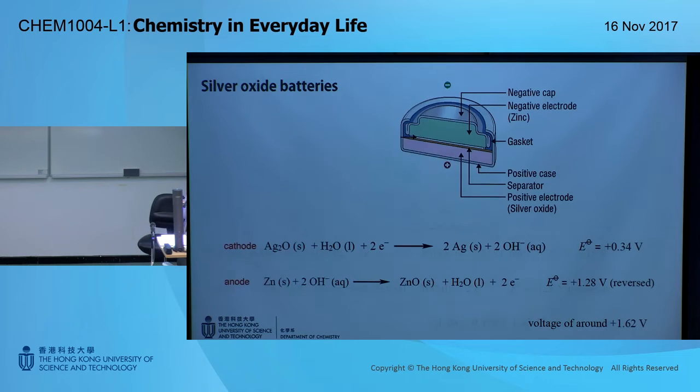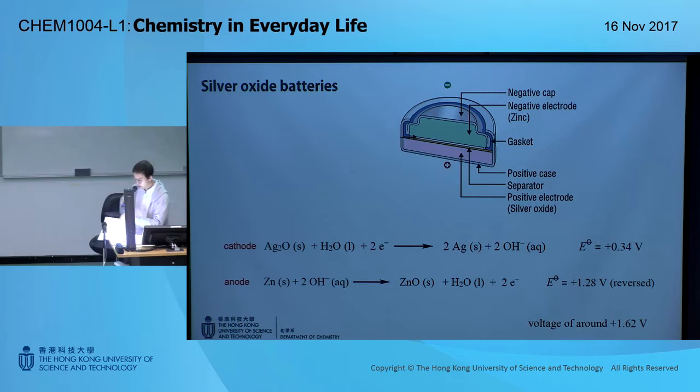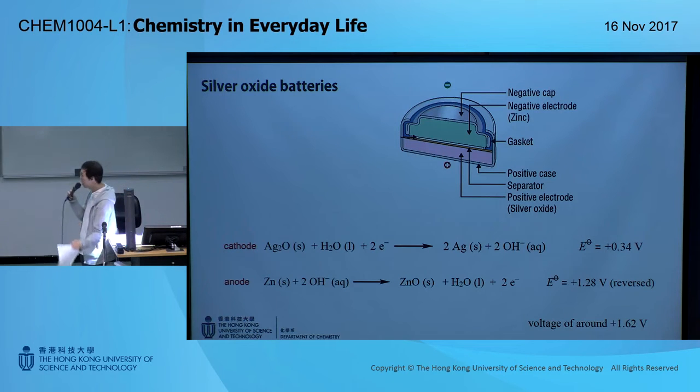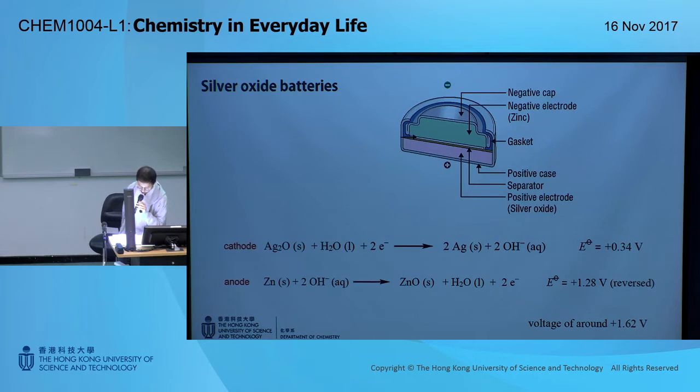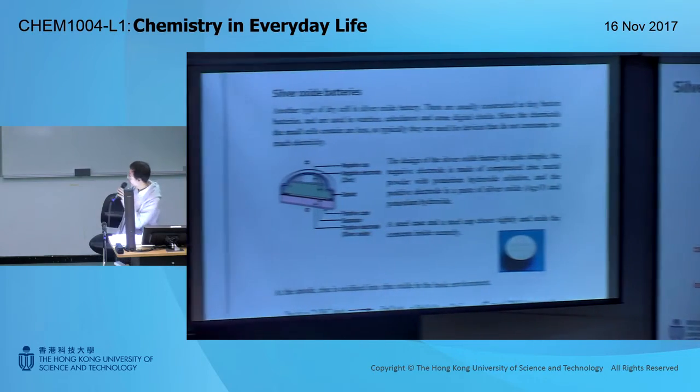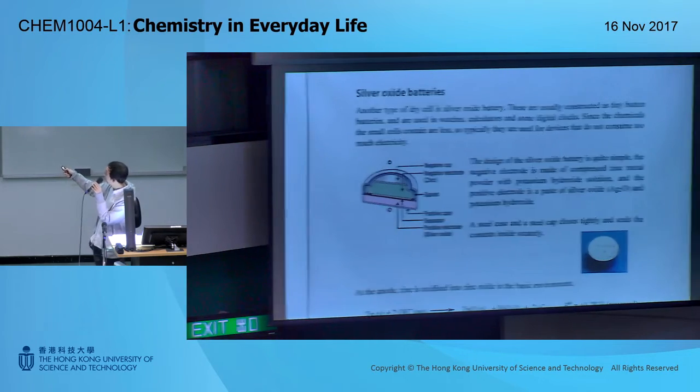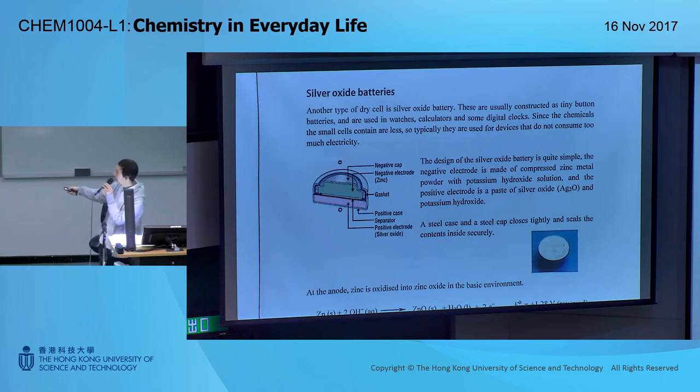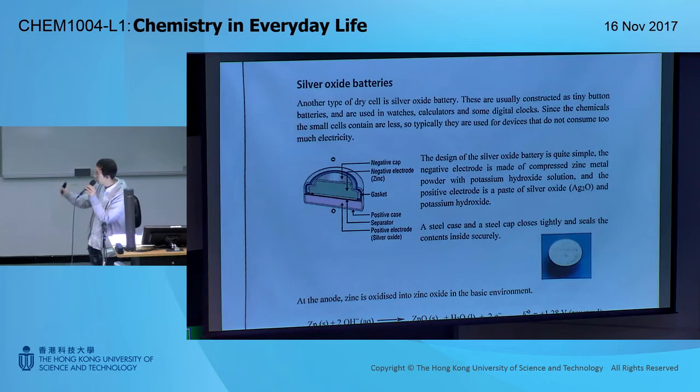Now we're going to look at another type of these cells, and some of us will use these in watches or in calculators. These are the zinc silver oxide batteries, usually called button batteries. These button batteries are more compact, and you may not notice what is inside them.